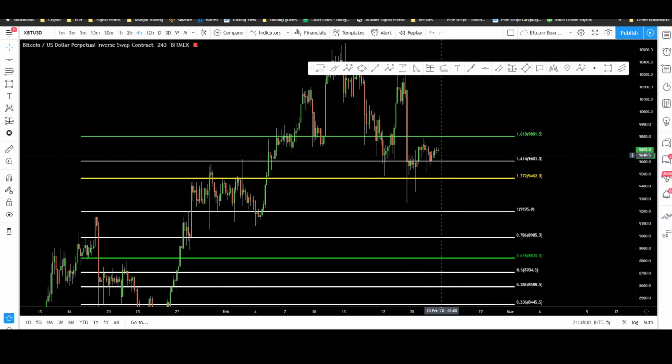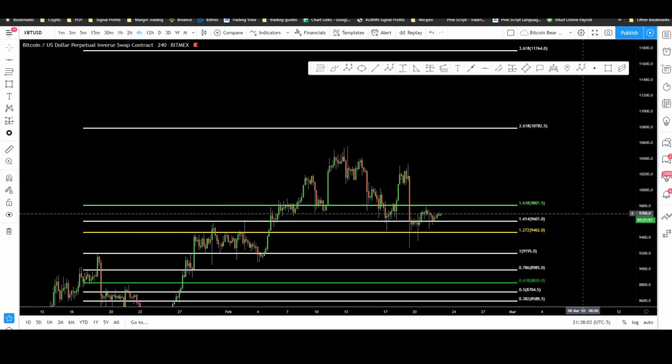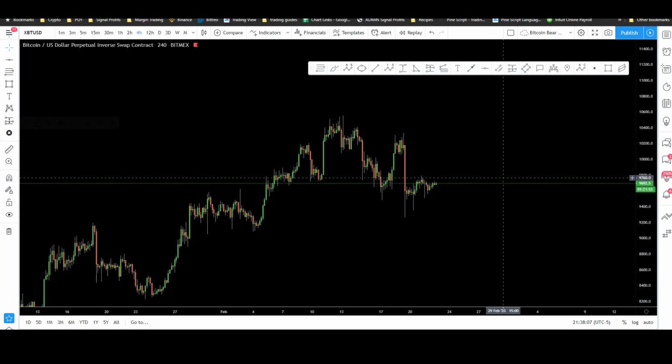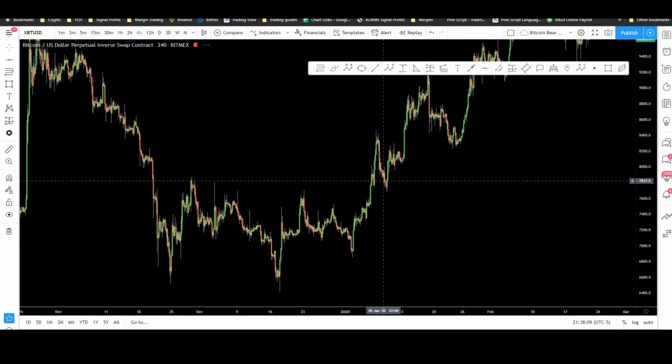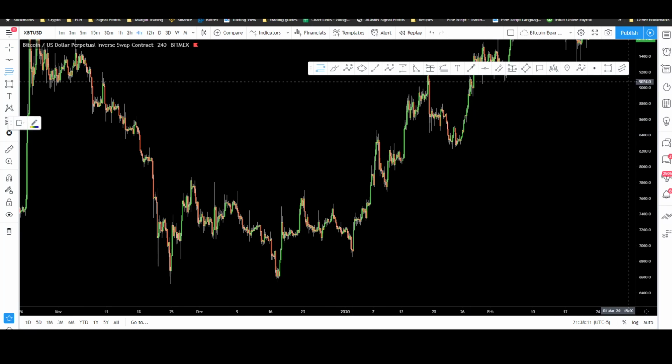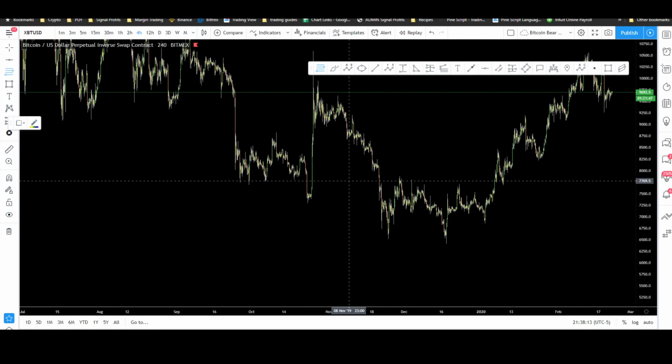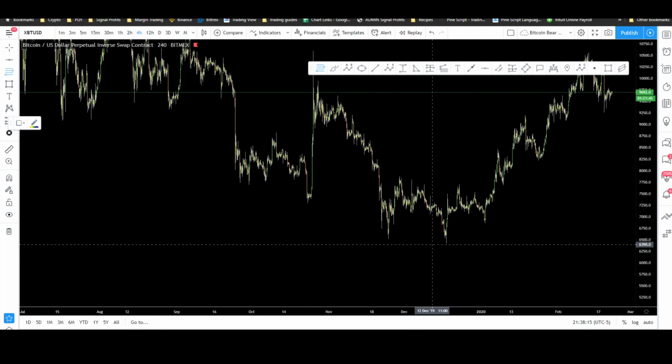If we can break back and flip this 9800, then our next take profit target should be the 2618, which is also that extension target from all the way down here that we talked about, the 618 of the swing high to the swing low.